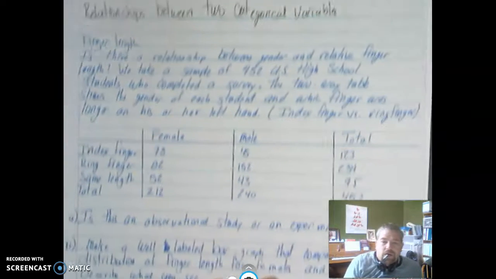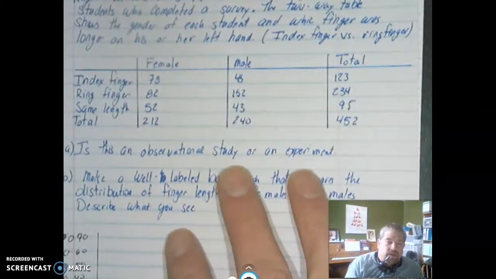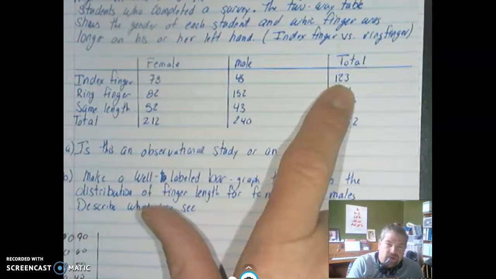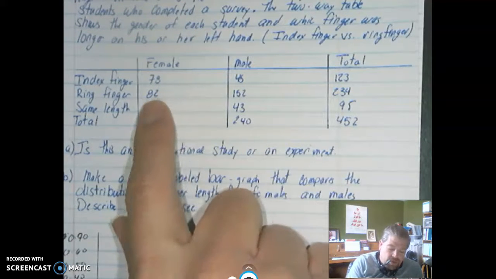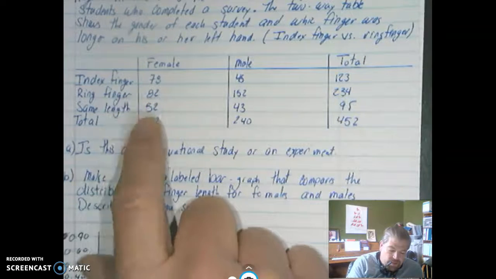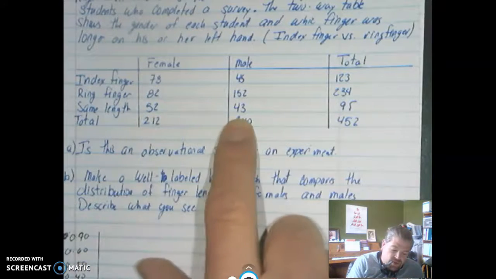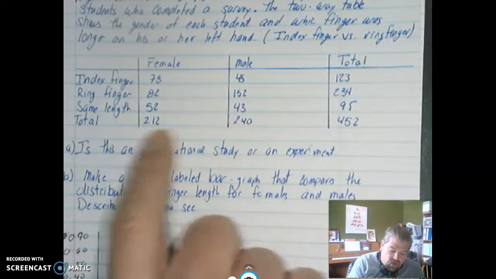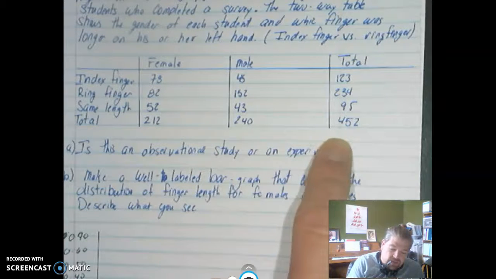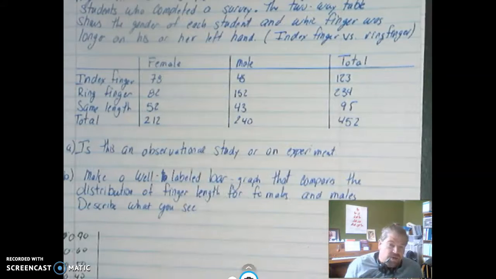So the table comes up with that data there. That's 78, 45, 123 for the index finger. Ring finger 82, 152, 234. Same length was 52, 43, and 95 for a total. The total was 212 female, 240 males for a grand total of 452, which is what we wanted.